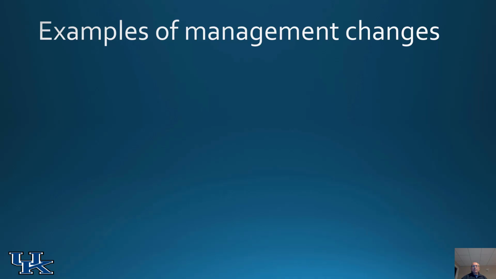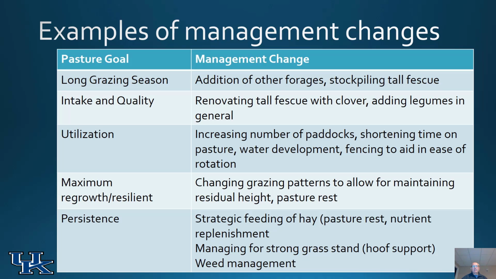Here are some examples that I came up with. If the pasture goal is a long grazing season, one of the first things that comes to my mind is addition of other forages and stockpiling tall fescue. For intake and quality, I thought of renovating tall fescue with clover or just adding legumes in general to improve the quality and increase the intake of pasture.